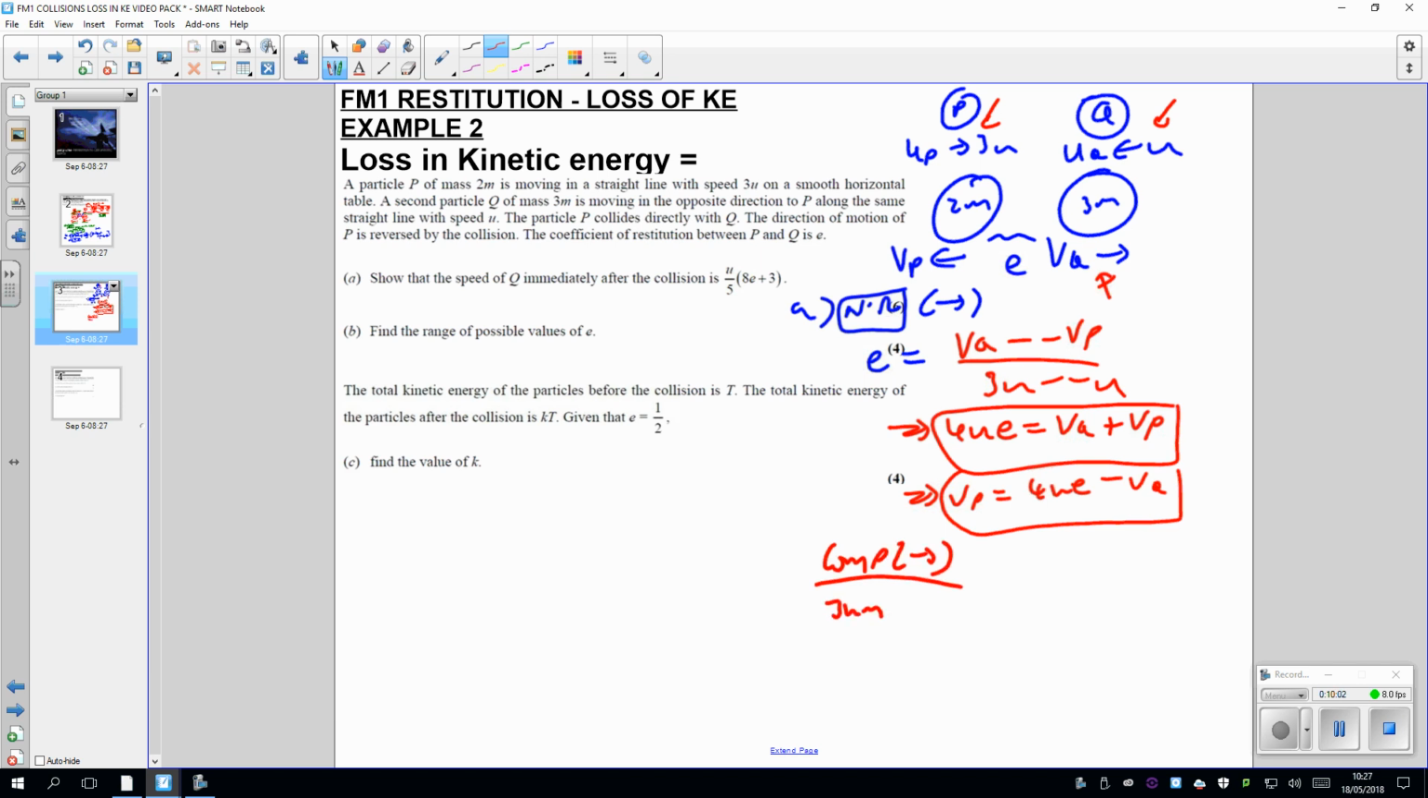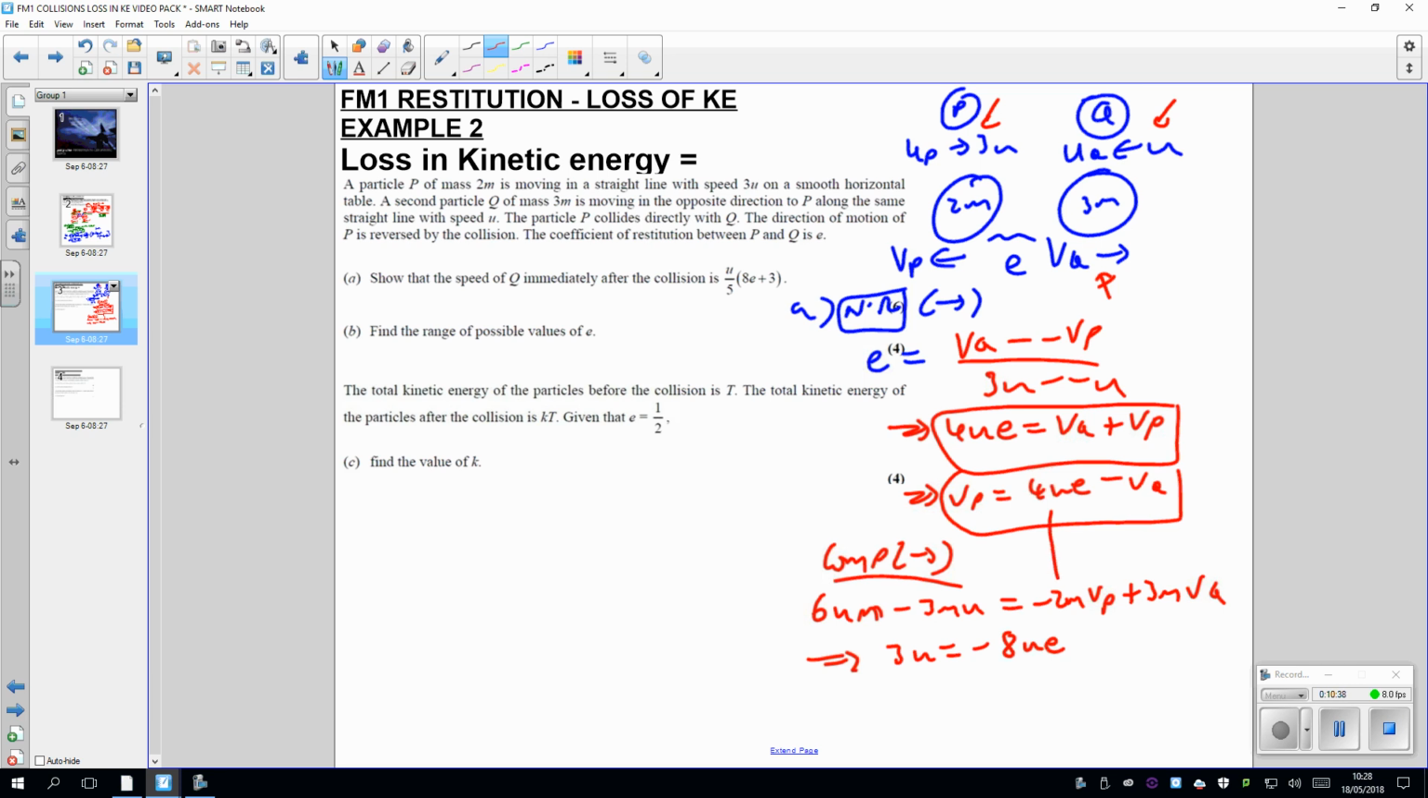So 3um minus 3mu. Sorry, it's 3 times 2, isn't it, at the start? So that's 6um. And VP is going the opposite way. So that's 2m VP, but to the left, and it's minus, so plus 3mVQ at the end. M's cancel, and we get 3u is the same as minus 2VP. So I'm literally going to shove that straight in. So minus 8ue.